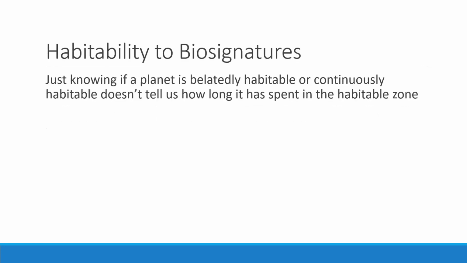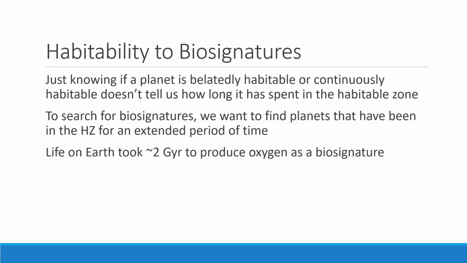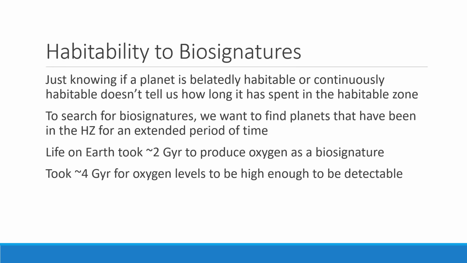So just knowing if a planet is belatedly habitable or continuously habitable doesn't actually tell us how long it's spent in the habitable zone. And to search for biosignatures, we would like to find planets that have been in the habitable zone for an extended period of time. This is based off of the argument that life on Earth took around 2 billion years to produce oxygen as a biosignature, and then it took around 4 billion years for oxygen levels to become high enough to actually be detectable.